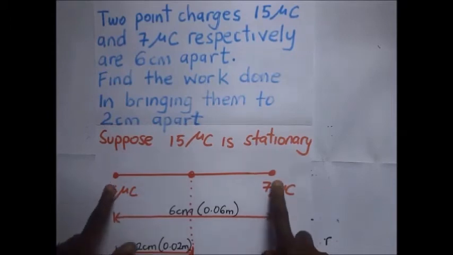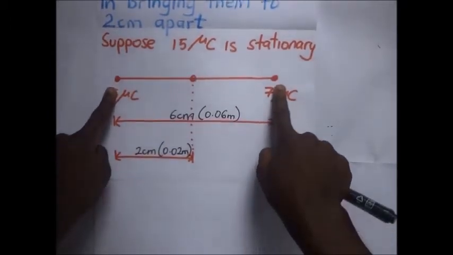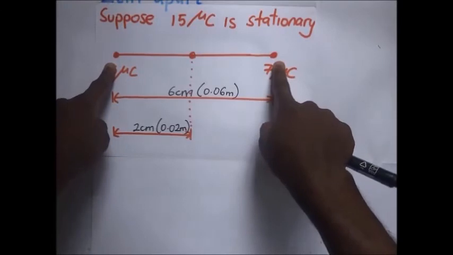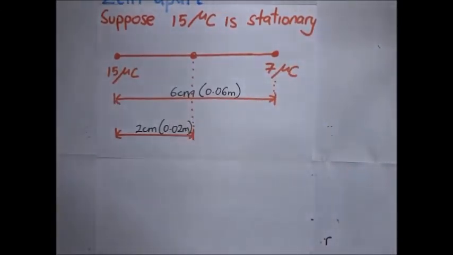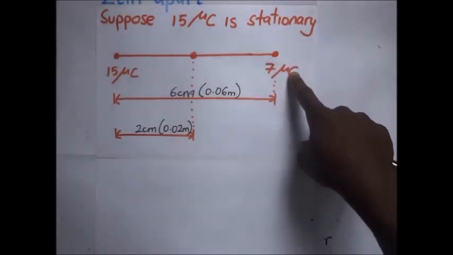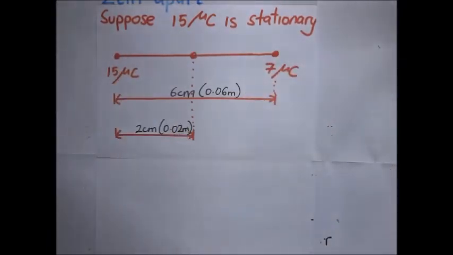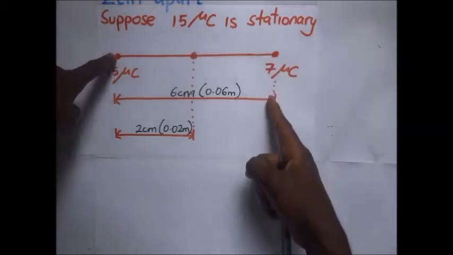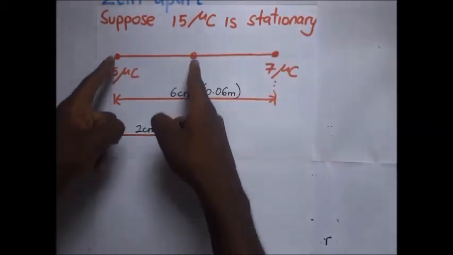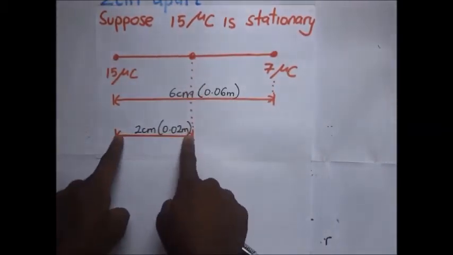So these two are initially 6 centimeters apart, and now we want to find how much work we will need to do to bring them 2 centimeters apart. For us to find the work done, we need to assume that one of them is stationary. Either assume that the 7 microcoulomb is stationary or 15 is stationary. But in this case, let us assume that the 15 microcoulomb charge is stationary and the other one is moving, so that the two are eventually 2 centimeters apart.